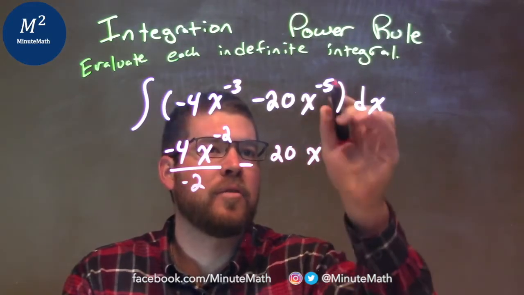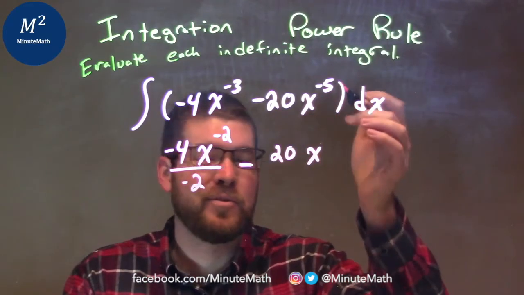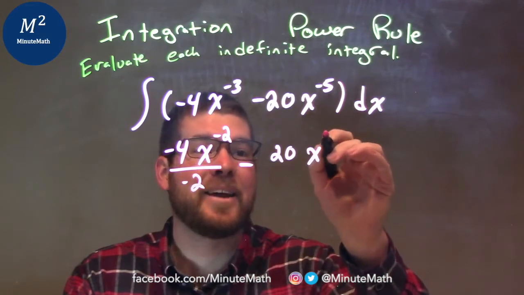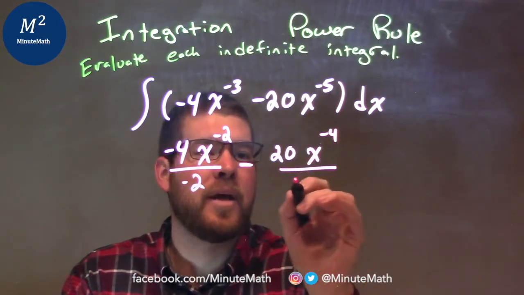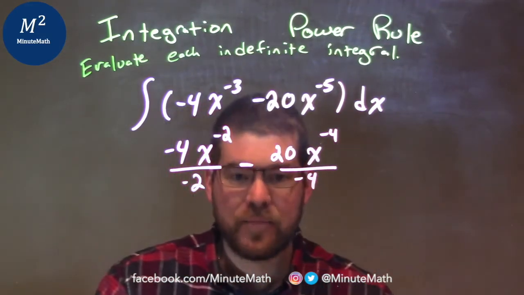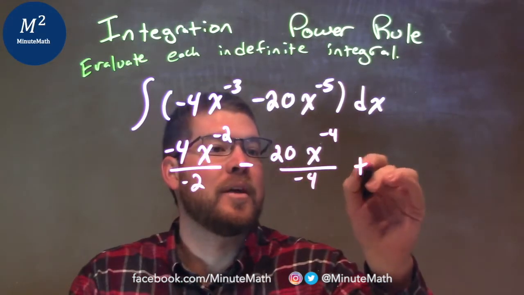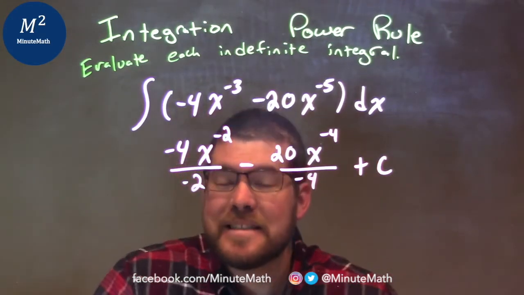Constant x. Now let's raise this exponent by 1. Negative 5 plus 1 is a negative 4. And I divide this by that negative 4 as well. Now we don't forget our plus c. So now we just need to simplify.